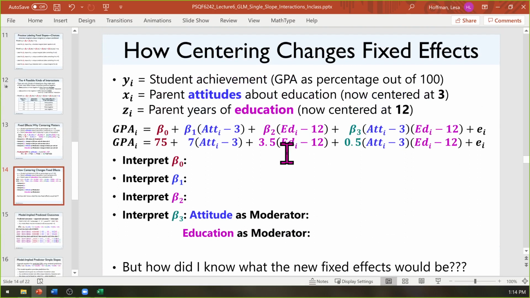So let's fix it. I centered my predictors to show you what would happen. Here is the new fixed effects solution that I would get if I centered attitudes at 3 and if I centered education at 12 years. So now, how do I talk about beta 0 given this new phrasing of my predictors?